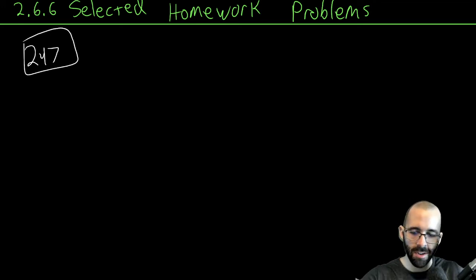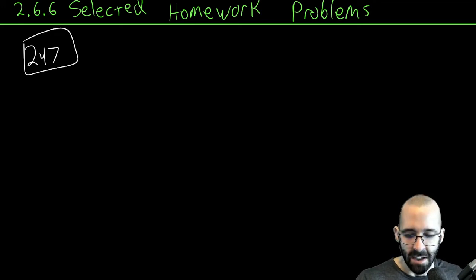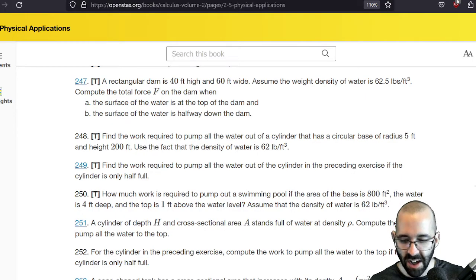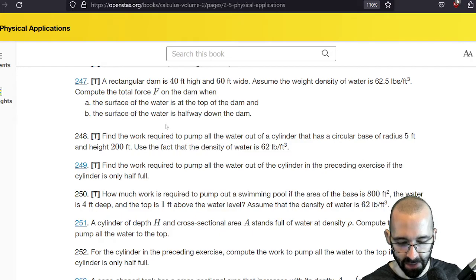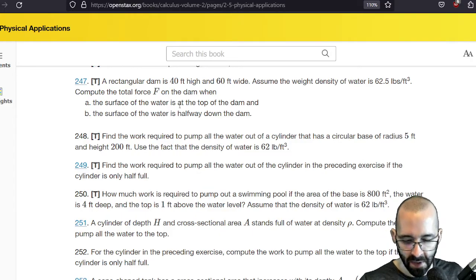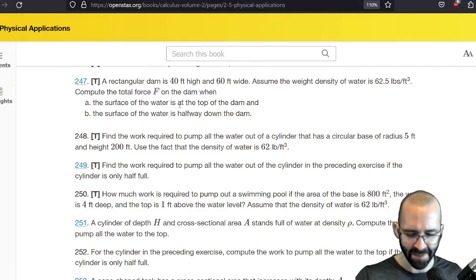It is time for homework. Woohoo. So we're going to start with 247, which is hydrostatic force. It is in 2.5, and I'm only going to do part B here. Part A is not as bad. In fact, both of these, this problem's easy.